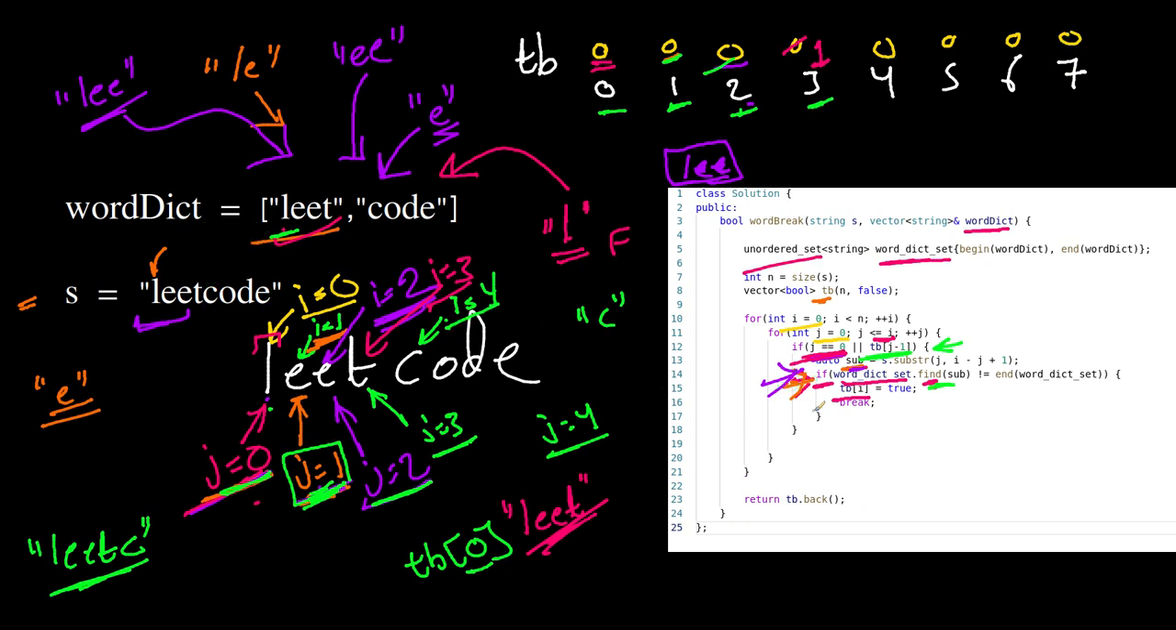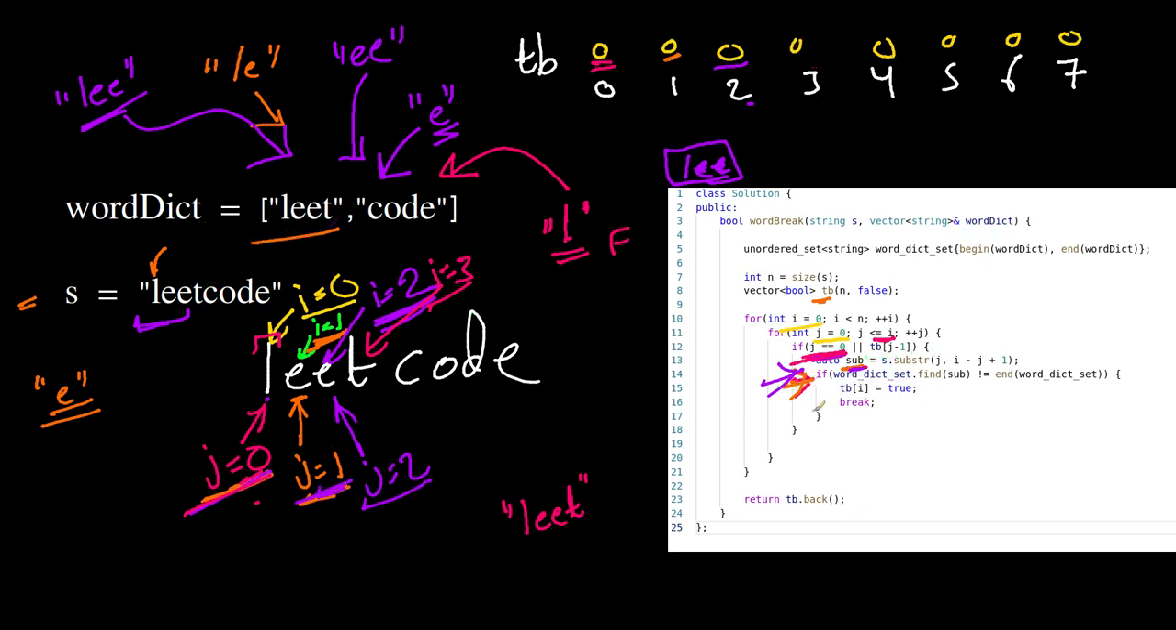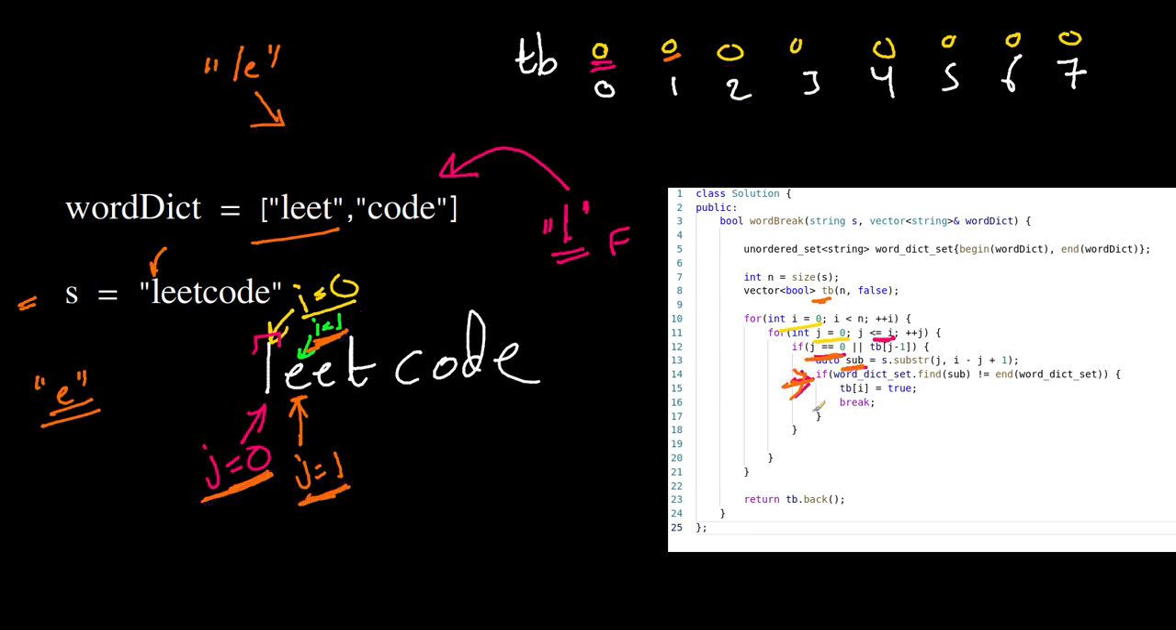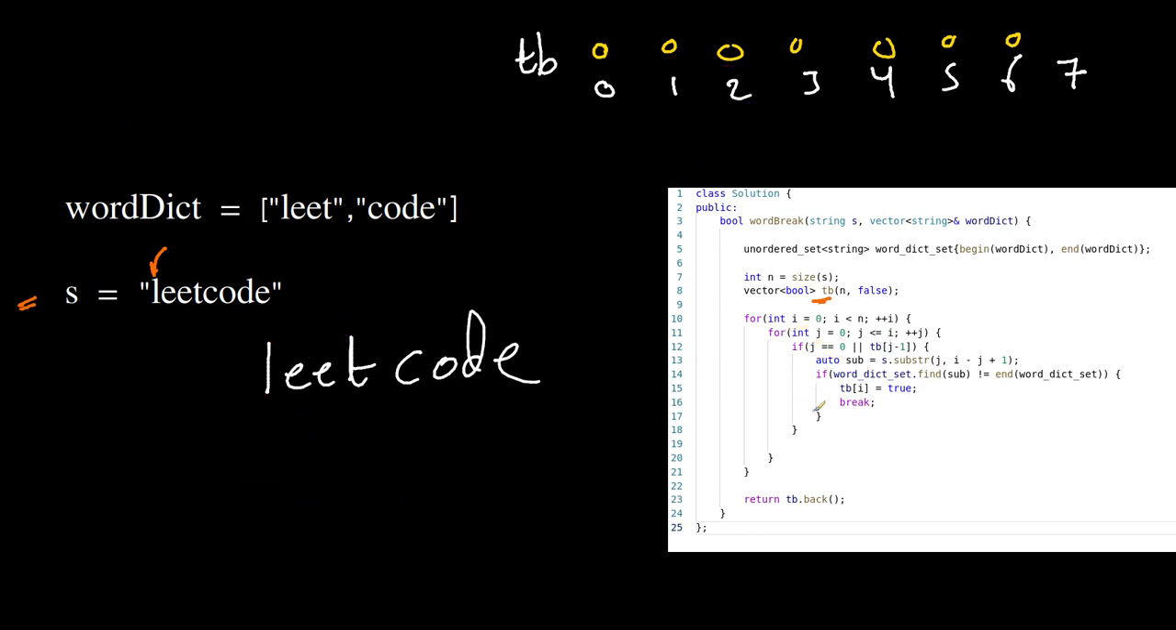Now, what's the time complexity for this algorithm? First of all, changing this word dictionary vector into a set will iterate over all the values in the dictionary. Assume the length of the dictionary is m, and the word size is k, so m multiplied by k to copy this into the set.